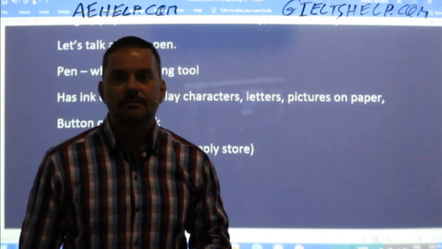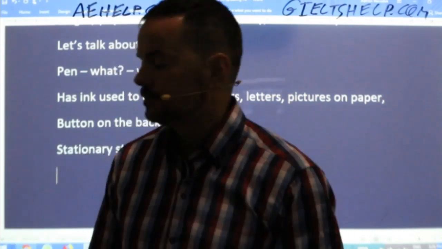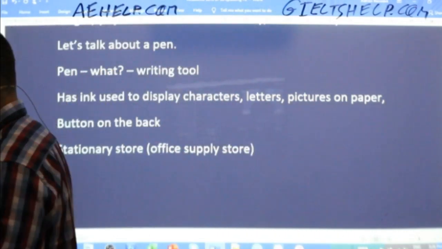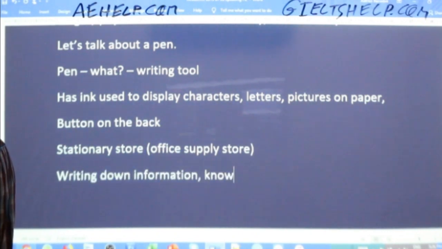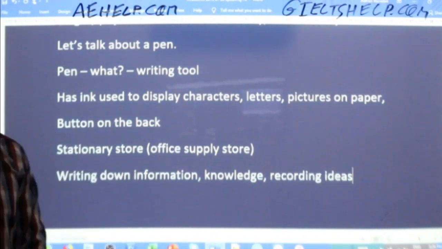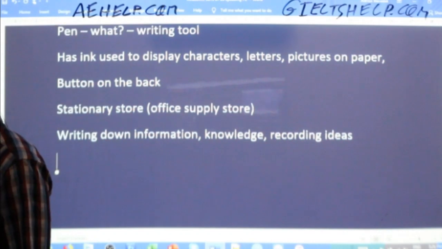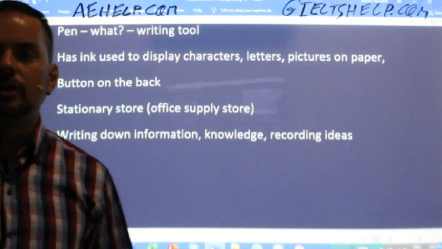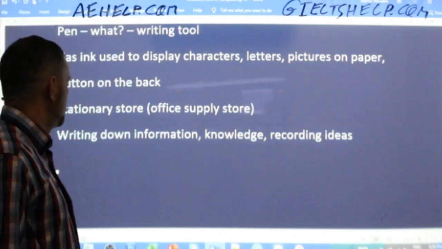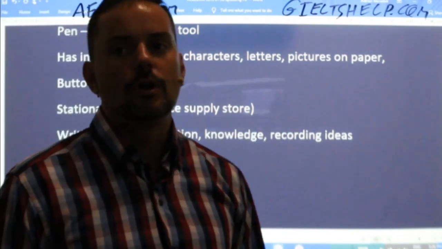Hunter says writing stuff. Don't say stuff, Hunter. Always use a better word. So writing information, right? What are you actually doing? You're recording ideas, right? So those are your notes there. All right. Good. We're moving along. Now, why is it important to you? What is its importance? So you can use it for writing down information, recording ideas. Why is it important for you?